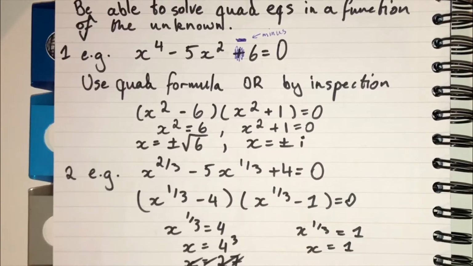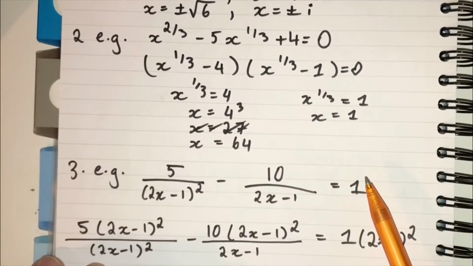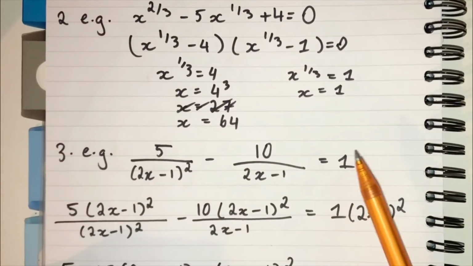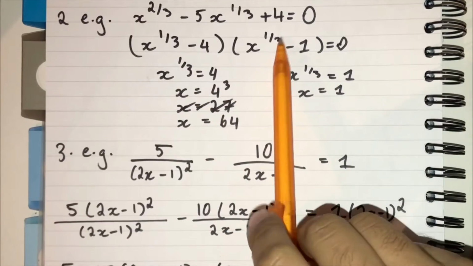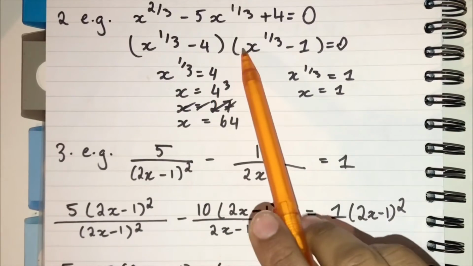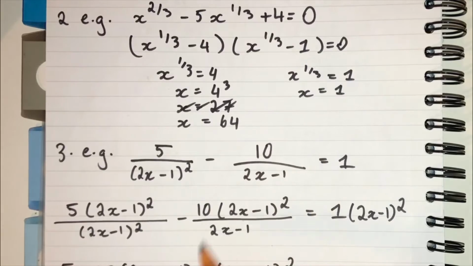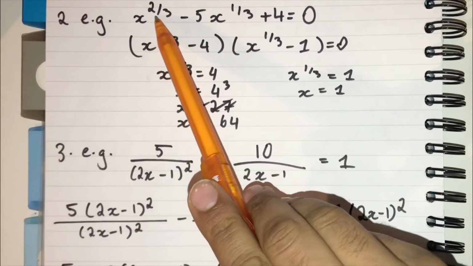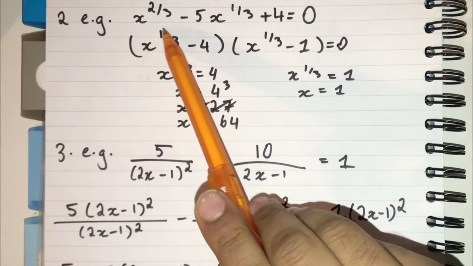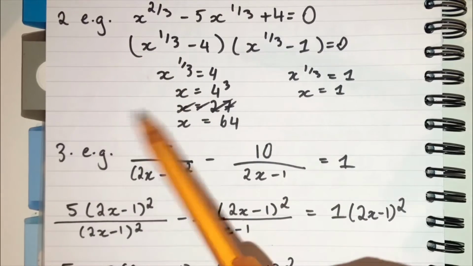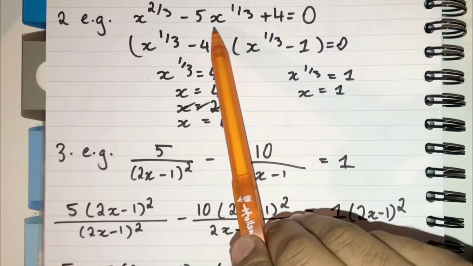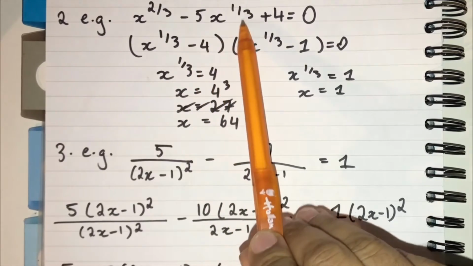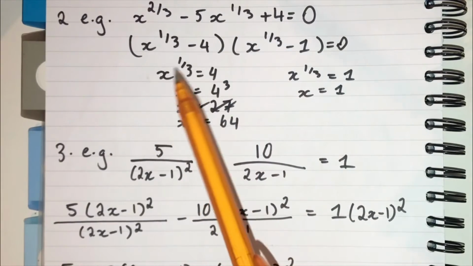The second example I want to go through is x to the power of 2/3 minus 5x to the 1/3 plus 4 equals 0. Same story, different chapter here. All you want to do is treat this x to the 2/3 as the squared, and x to the 1/3 as the 1.